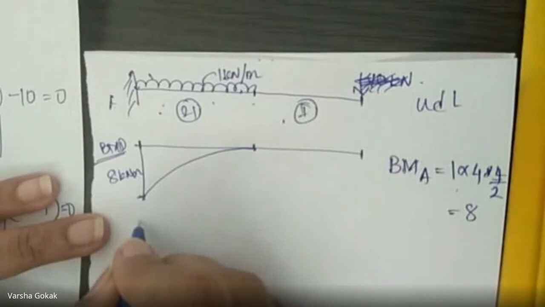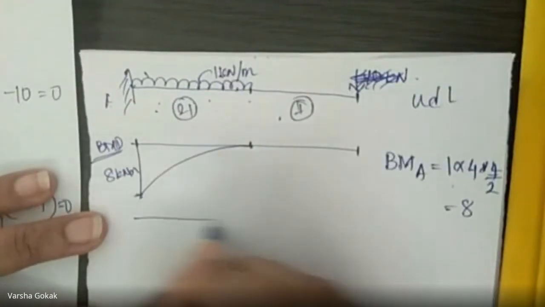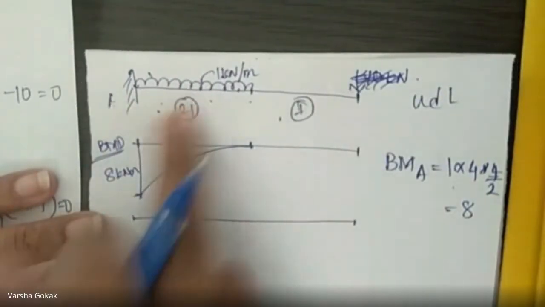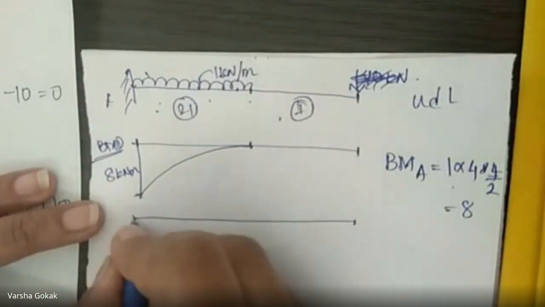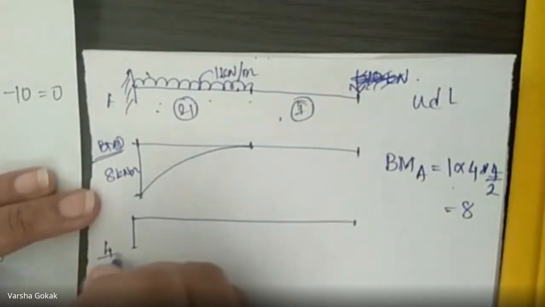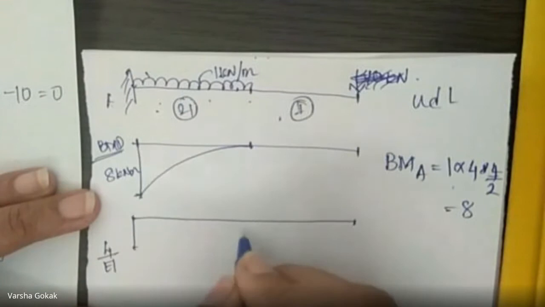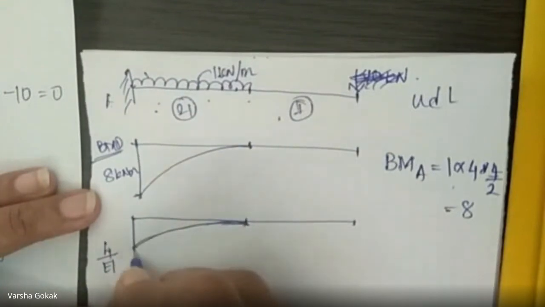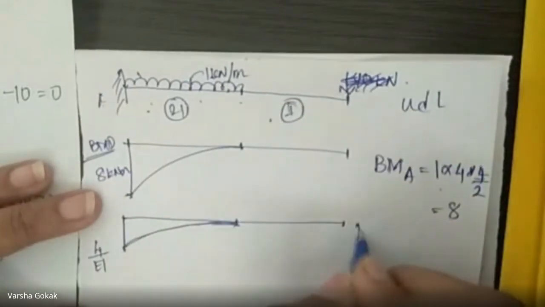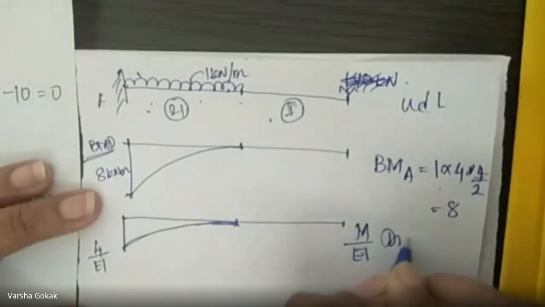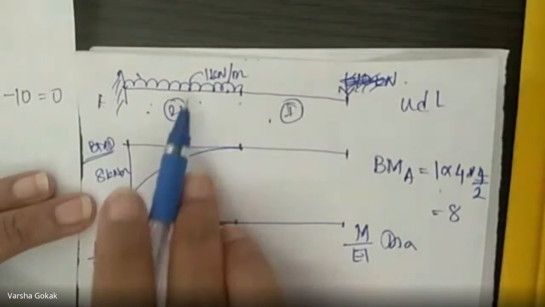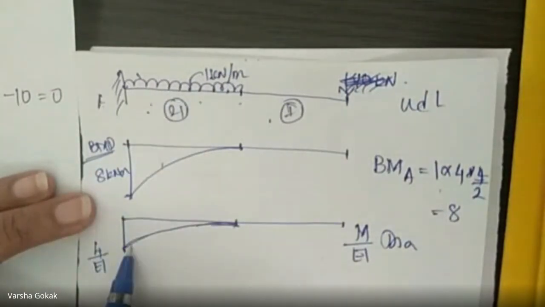After this, I will draw the M by EI diagram. Here it is 2I, so 8 divided by 2 makes it 4. 4 by EI is the value, and this value will be 0. It goes like this. This is my M by EI diagram. Only for the UDL, draw the bending moment and M by EI diagram.